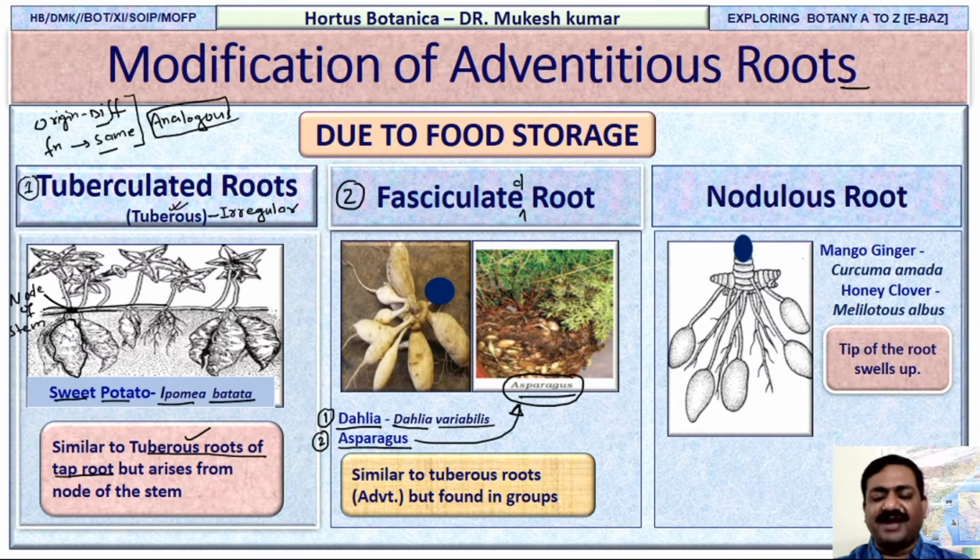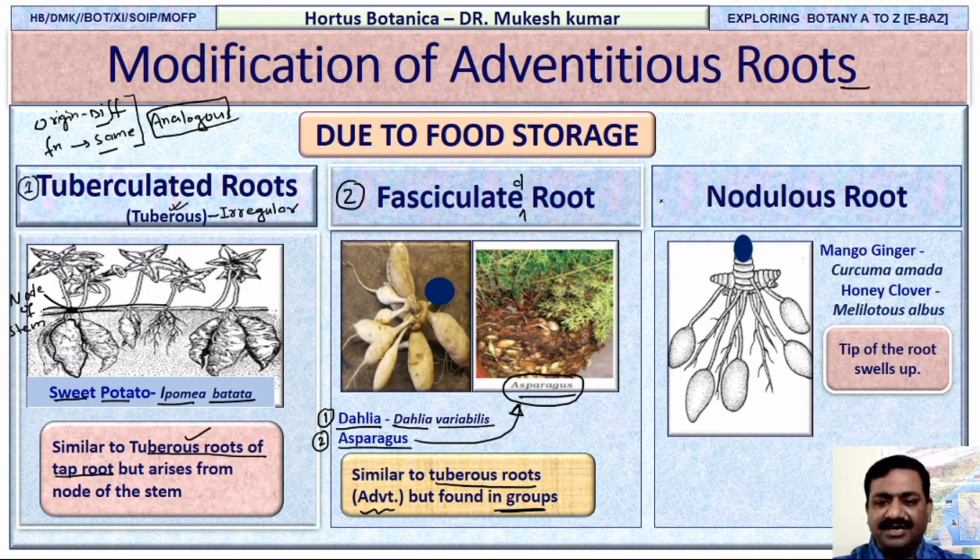So what we find their character? Yeah, it's similar to tuberous root. Which type of tuberous root? Mind well, it is of the adventitious tuberous root, but found in group. As I told you, it is found in the group tuft, and this is about fasciculated. So you can say both are very similar, but mind well, it is single, but it is in group.